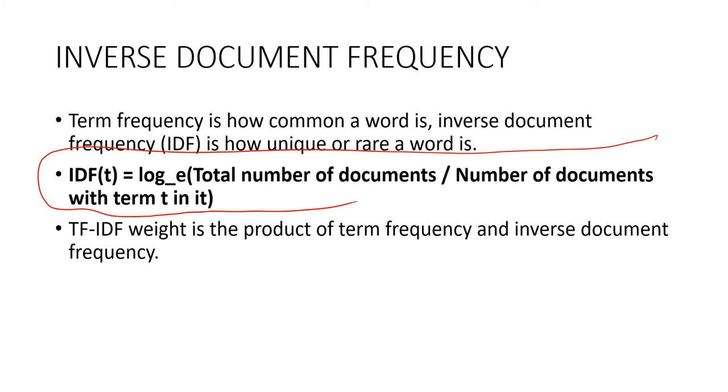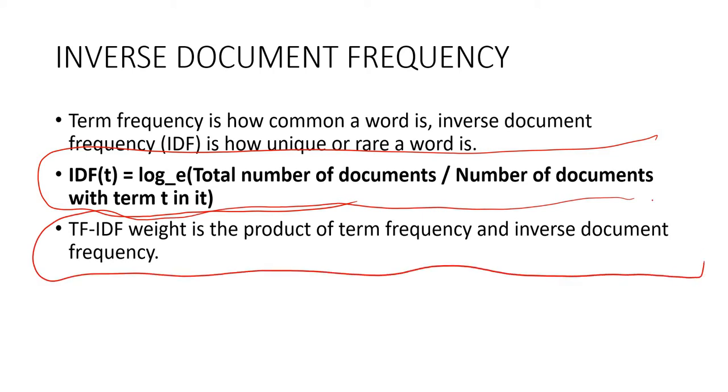Inverse document frequency: the formula is the logarithm, log to the base e, of the total number of documents divided by the number of documents with term T in it. The tfidf weight is the product of term frequency and inverse document frequency. This is what we consider. You understood.